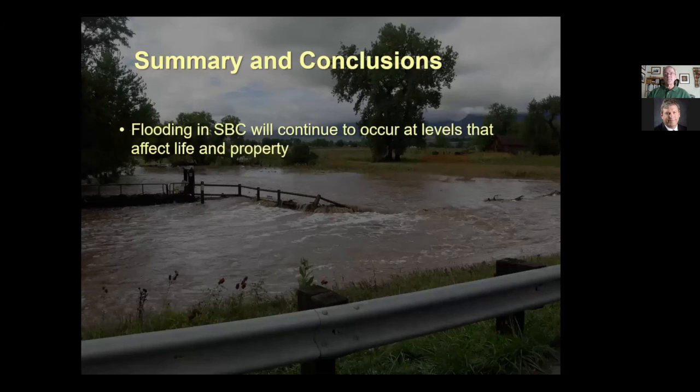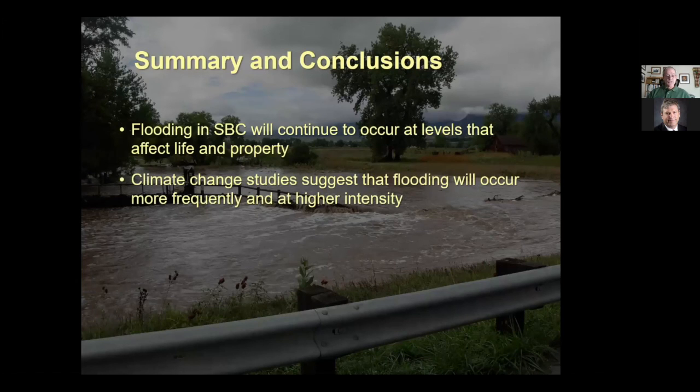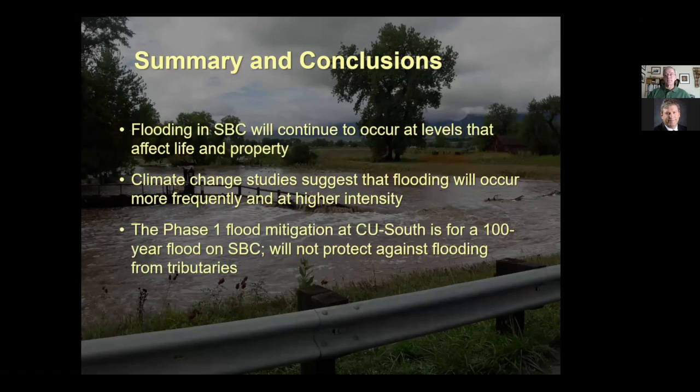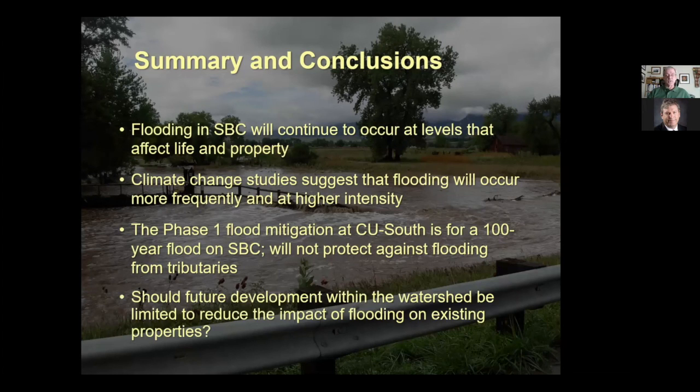So to summarize, South Boulder Creek flooding has occurred and will continue to occur. And climate change suggests that it'll actually occur more frequently and perhaps with greater severity. So the 100-year events will occur even more frequently than they have historically. The phase 1 flood mitigation plan for CU South is currently just for the 100-year flood. And it's only for the main stem flooding of South Boulder Creek itself. And so it won't protect against flooding from any of the tributaries. And they were thought to be a contributor, of course, to the West Valley flooding from 2013.